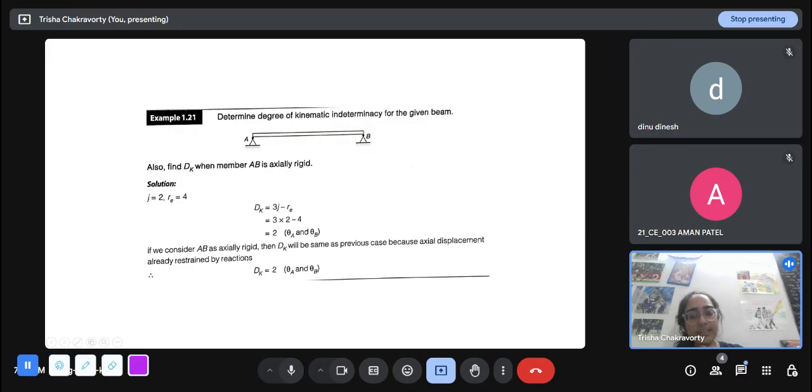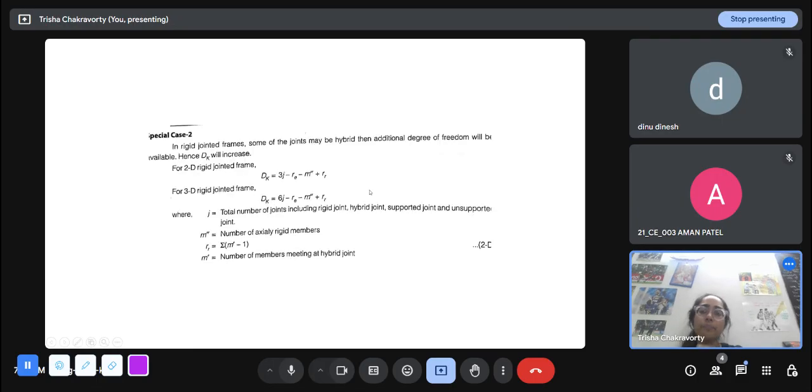If we consider AB as actually rigid, then D_K will be the same as the previous case, because axial displacement was already restrained, right? Whether it is actually rigid or actually flexible, since A and B are both hinge supports, the horizontal displacement is completely restrained anyway. So here this won't make a difference. So D_K will remain 2, since theta A and theta B are still free.